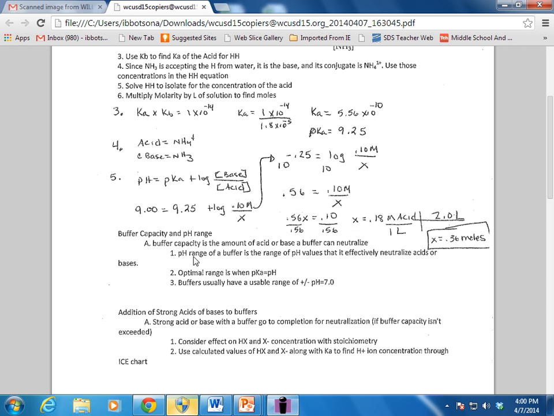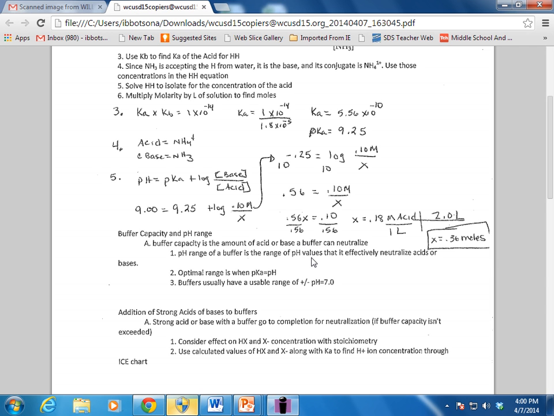So that leads us to buffer capacity and pH range. Buffer capacity is the amount of acid or base that a buffer can neutralize. Usually there's a range of pH values over which it can effectively neutralize, and the optimal range of a buffer is when the pKa equals the pH. Usually the usable range of a buffer is plus or minus one pH unit of the pKa. So it would be 7.0, if you look at 7.1 or 6.9.